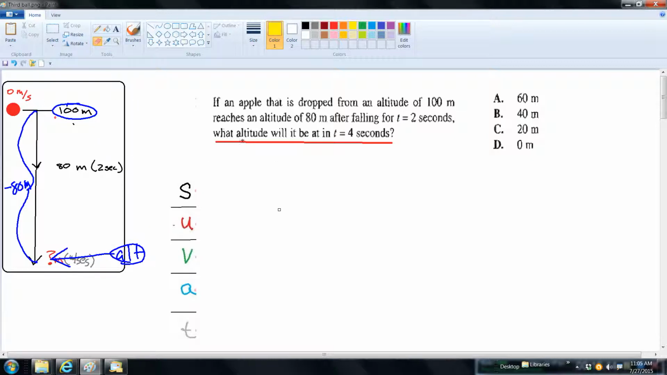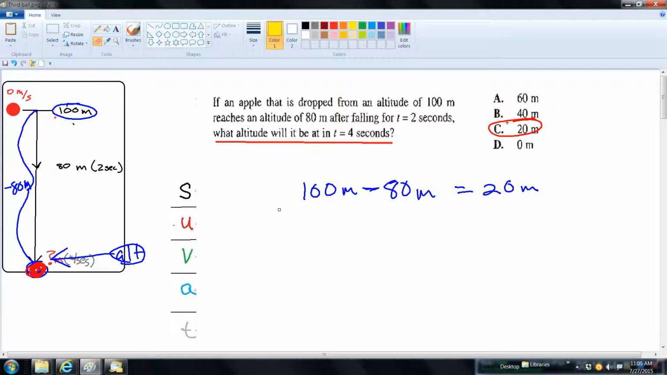So we had to use the Suvat problem, but we have our question worded so that we have to take it a little bit further. So we have 100 meters, and we found our displacement was minus 80 meters. So we've got that, and we're left with 20 meters. So our ball at this point would be at an altitude of 20 meters.